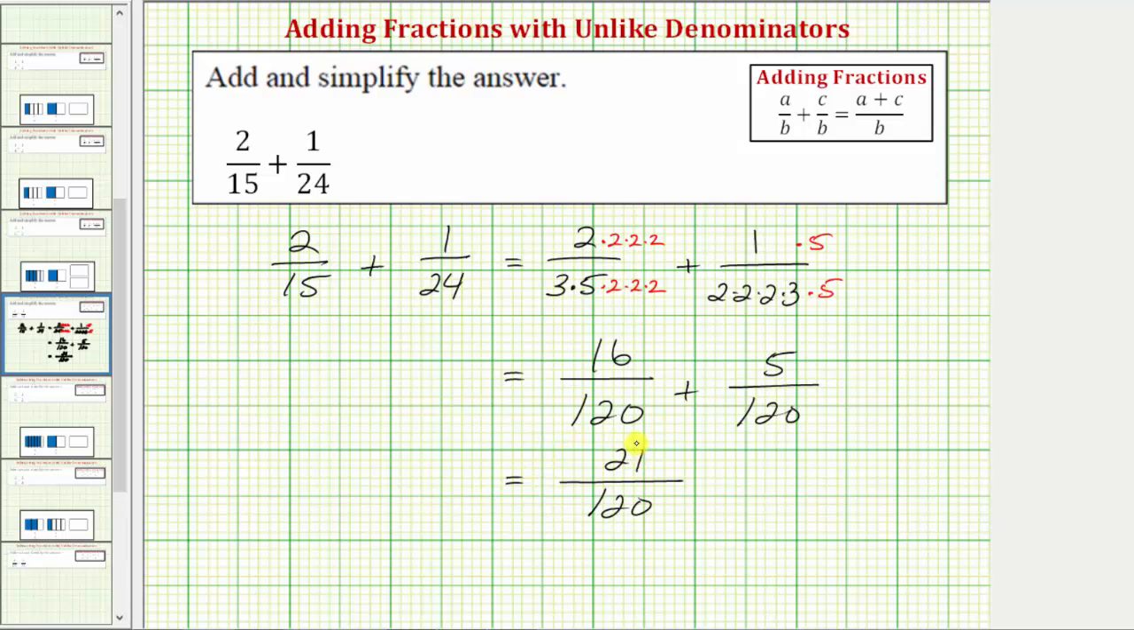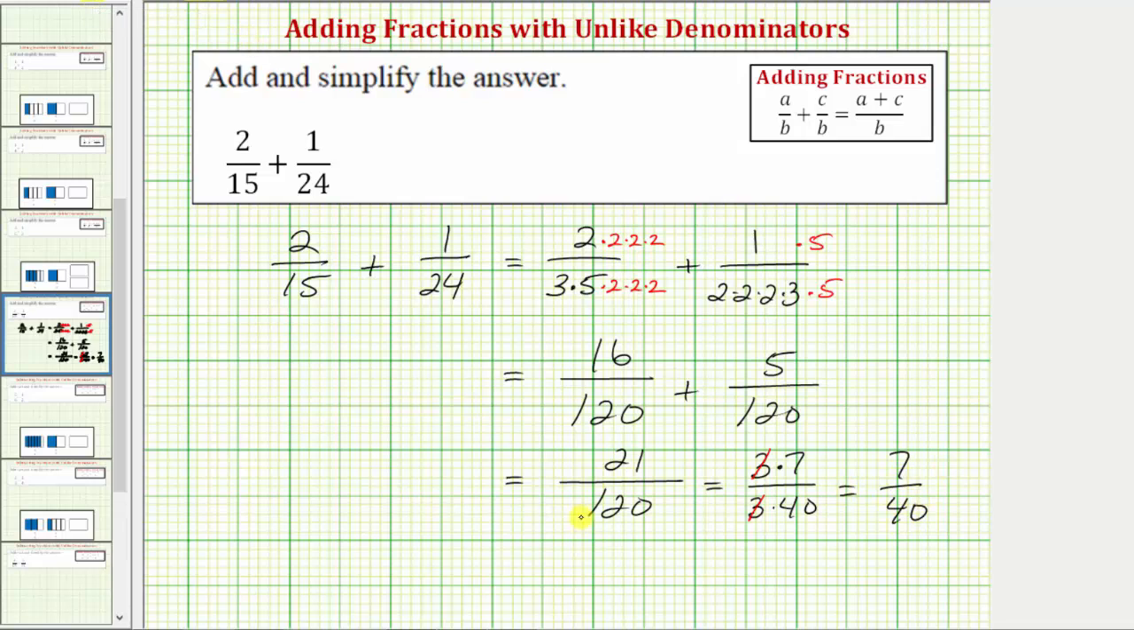So the sum is 21 120ths, but because 21 and 120 share a common factor of 3, this does simplify. There's a couple of ways to show the simplifying. If we want to see the common factor of 3, we can write 21 as 3 times 7, and we can write 120 as 3 times 40. 3 over 3, or 3 divided by 3, simplifies to 1, giving us a sum of 7/40ths.